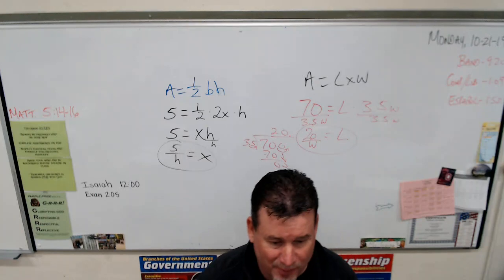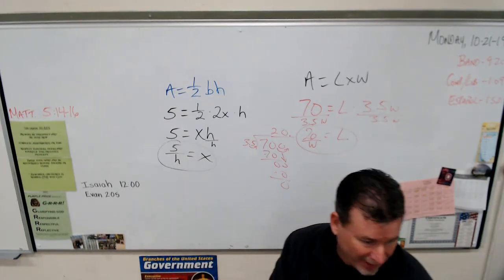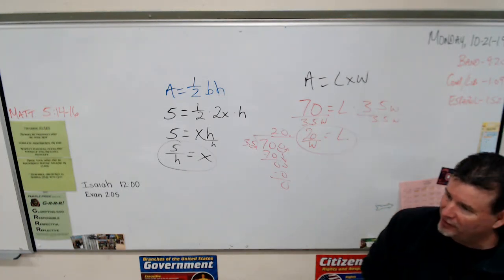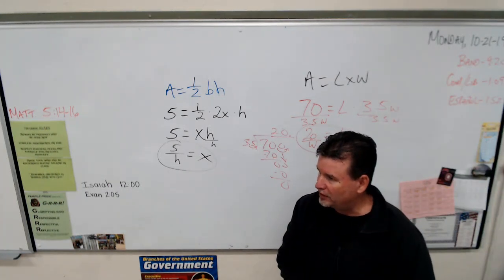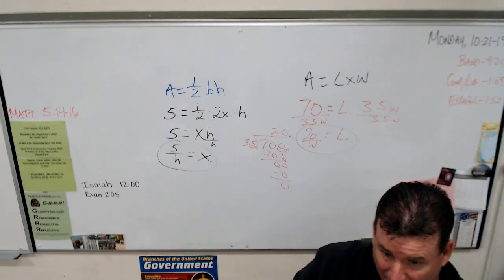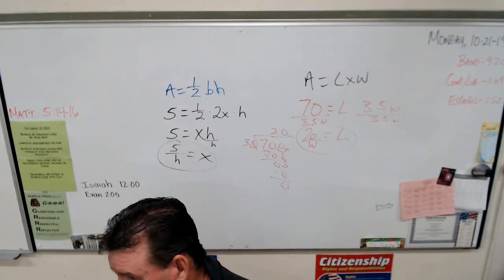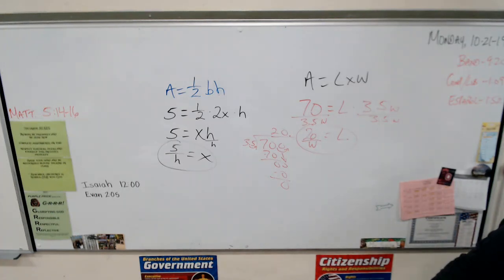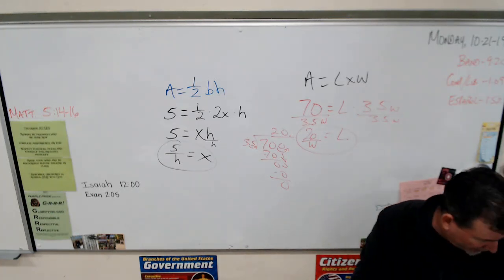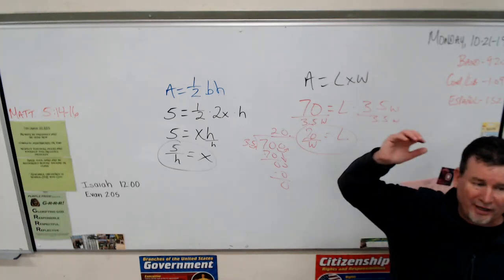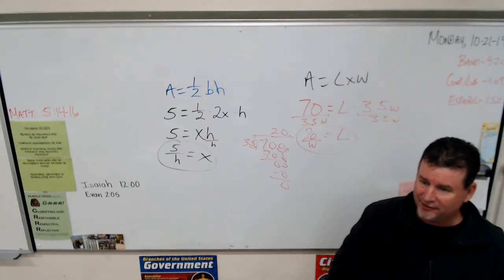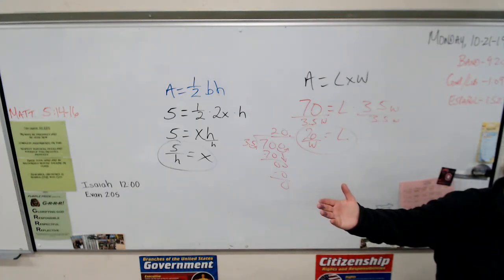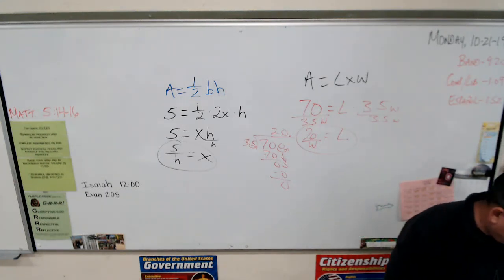1/2 base times height. Okay, I can do 24 times 15 and take half of it, or I could take half of 24 first. What's half of 24? I can do that quickly in my head. 12. What's 15 times 12? 180. We found out that the area of the whole thing was 360. The area of the triangle is 180. What's left, Brett? 180. Yeah. So the area of the shaded part is 180.